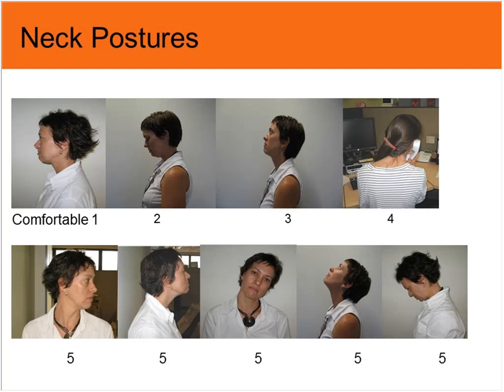So you can see the comfortable posture there for the neck would be a 1. And then as we have a little bit of flexion, we might be coming towards a 2. When you get towards the end there where you've got quite a bit of rotation or bending, that's when you're looking at getting a 5.